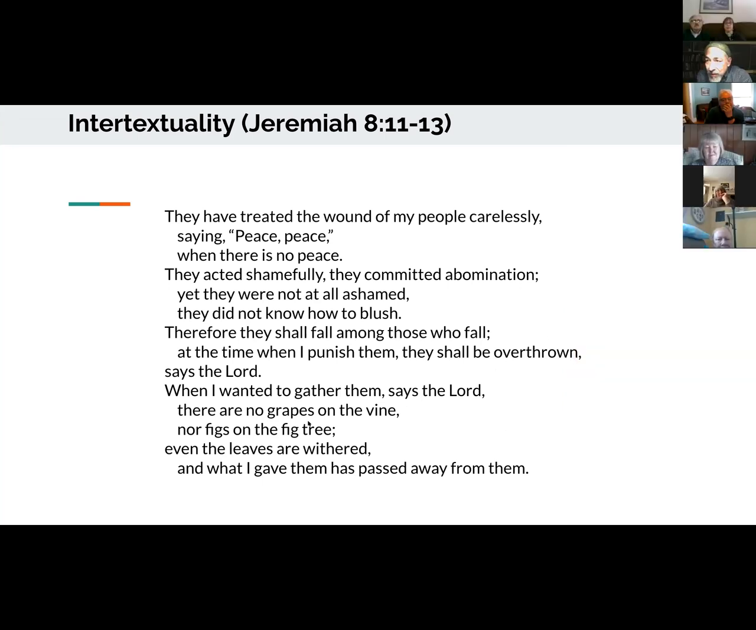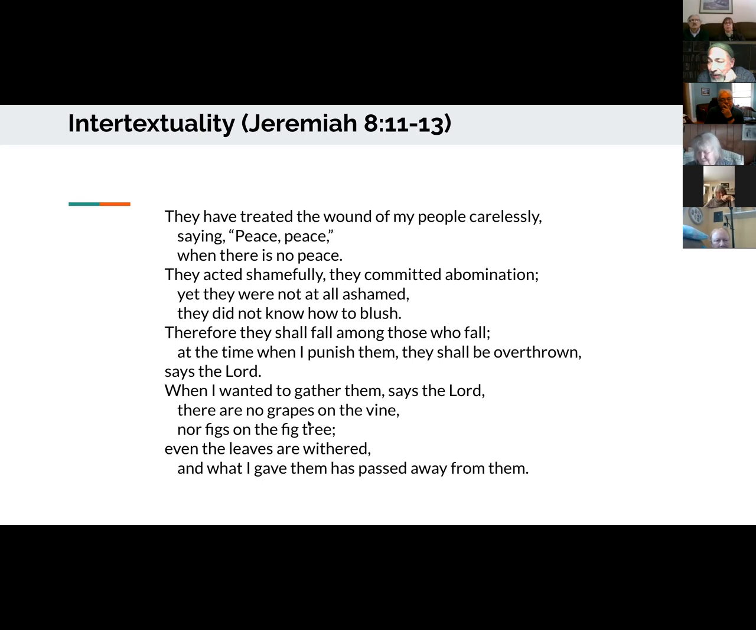Okay, so textually, as it turns out, Jesus seems to have a pretty good understanding and education with previous parts of the Bible. So this comes from the book of Jeremiah, the 8th chapter of Jeremiah.